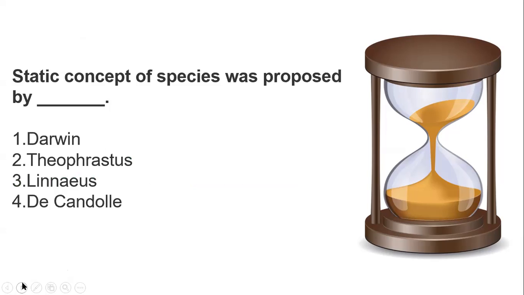Next question. Static concept of species was proposed by, one of the important questions. Static concept of species was proposed by. Exactly. Linnaeus is the one who proposed the static concept of species. He has proposed many more things. Above our concepts, he has proposed all this.